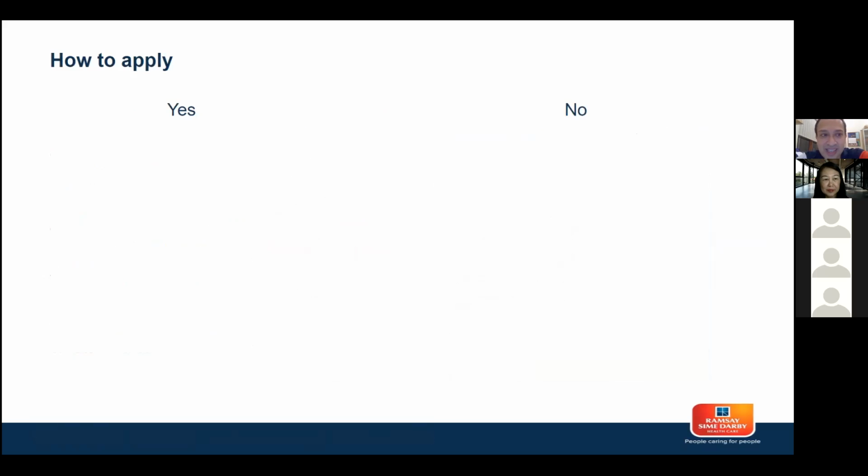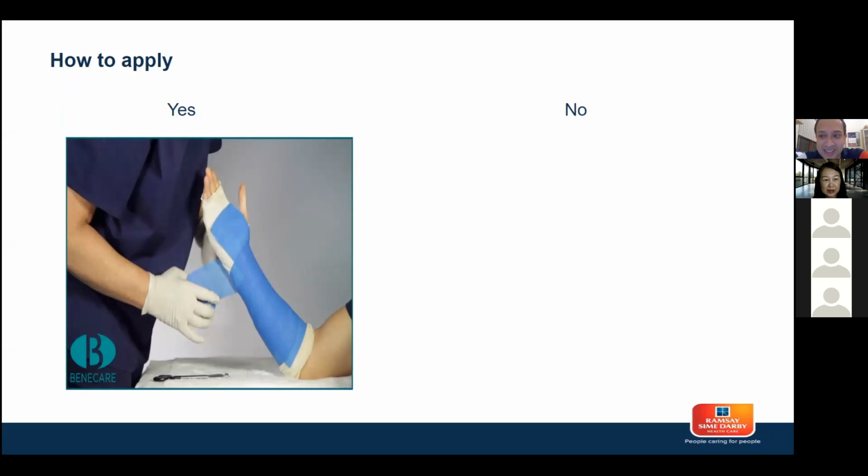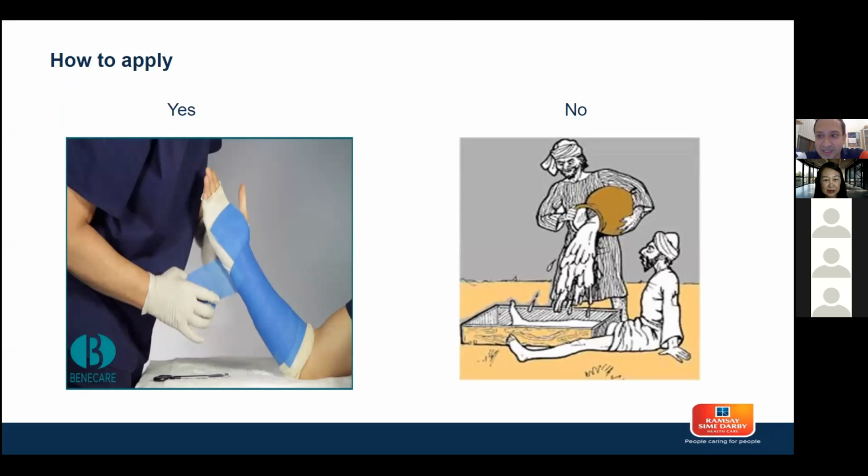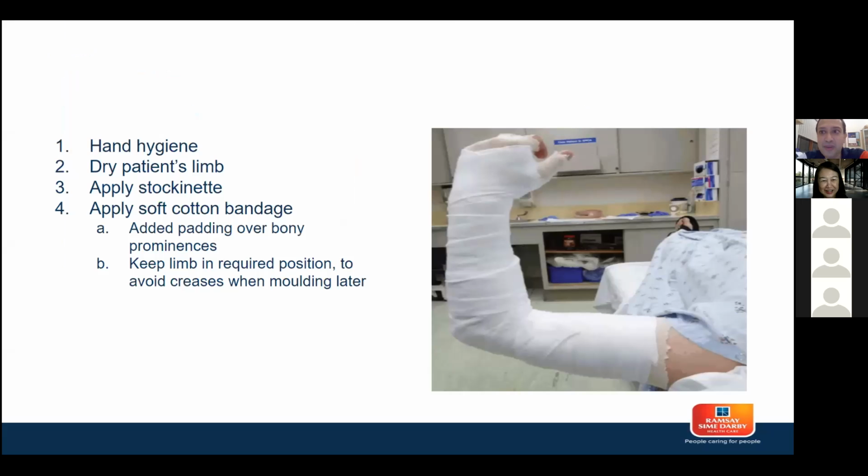Okay, so how to apply a cast? This is a nice way. This is not the nice way. Try not to do something like this. It is what was probably done back in the day, but not now. All right. So what do you do when you have a patient who requires a cast?